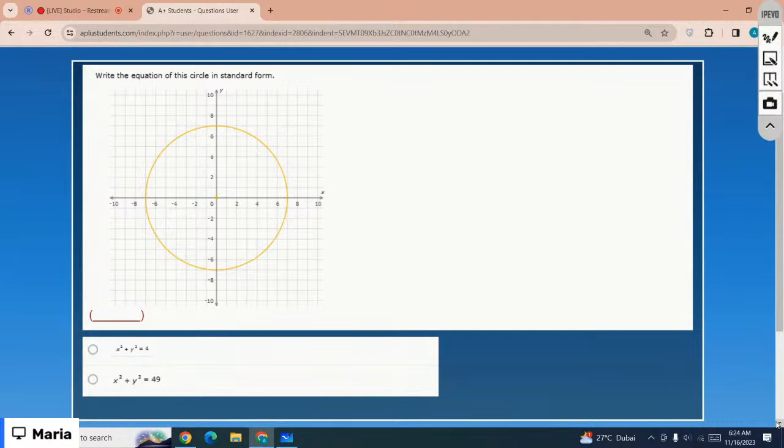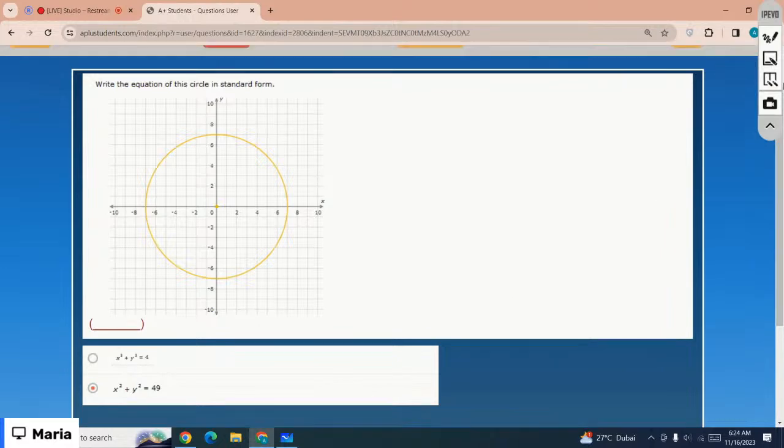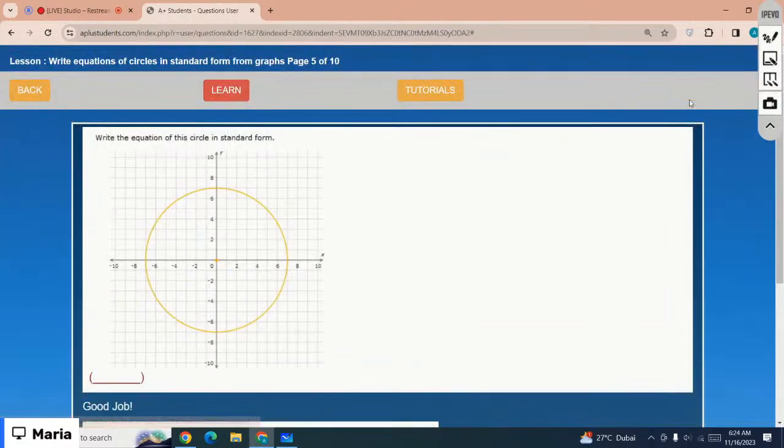The origin of the circle is 0, 0, and the radius of the circle is 7. So the standard form of the equation is, yes, that is the second option. X square plus y square equals 49 is the correct option.